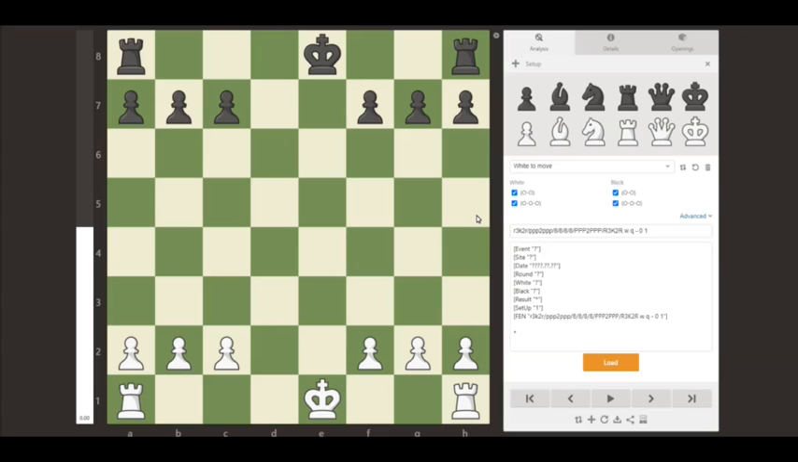Hello everyone. Today we will be talking about castling in chess. Castling is a special type of move where you get to move your king and your rook at the same time. Let's look at how to castle.